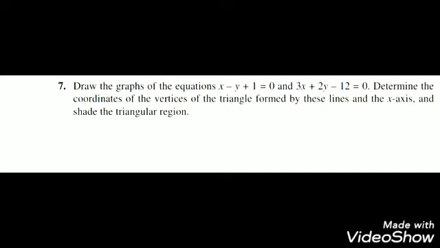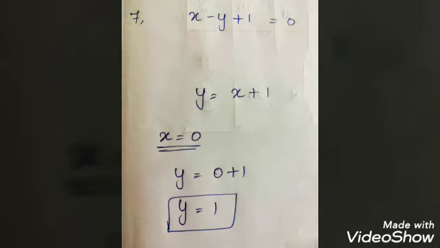Is this clear? Two equations they have given. We are going to draw the graph for those equations, graphically representing them. Now we can see x minus y plus 1 equal to 0. How can we write it? y equal to x plus 1.